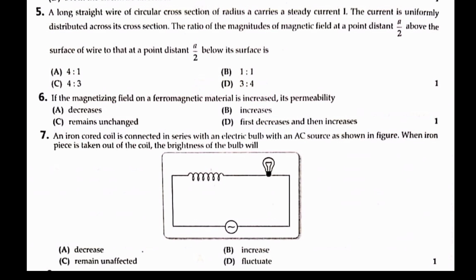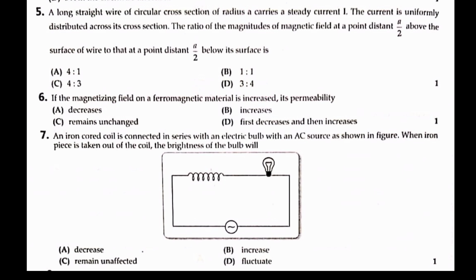The question is, a long straight wire of circular cross section of radius A carries a steady current I. The current is uniformly distributed across its cross section. The ratio of the magnitudes of magnetic field at a point distant A by 2 above the surface to that at the point distant A by 2 below its surface is dash. The options are A) 4:1, B) 1:1, C) 4:3, and D) 3:4.